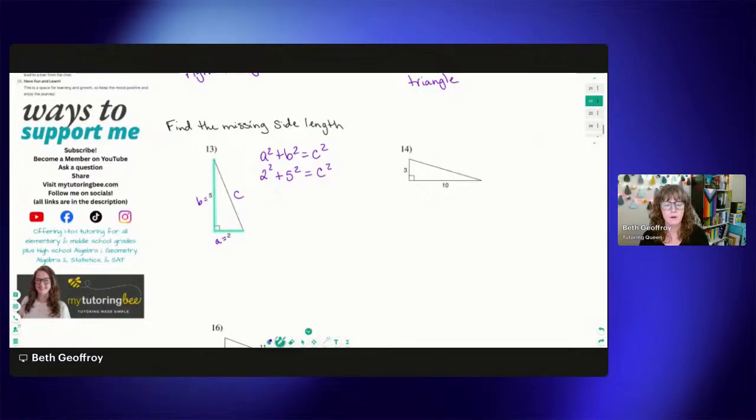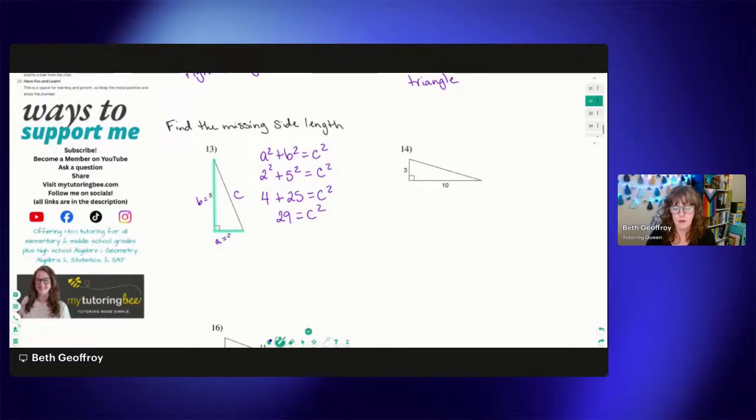So we do need to square each of these first. So 2 squared is 4, 5 squared is 25, and that equals C squared. And then we've got 4 plus 25 is 29 equals C squared.